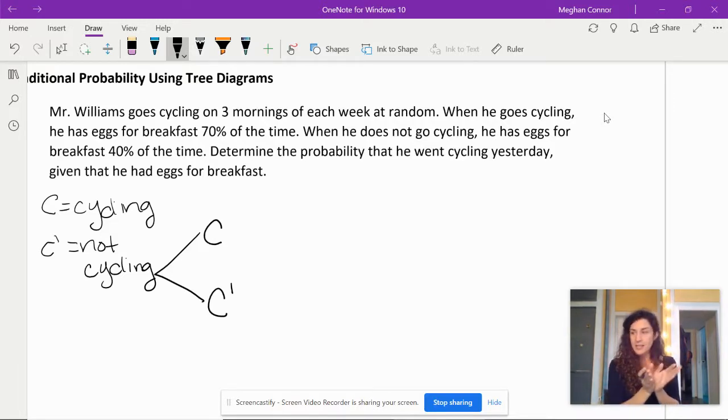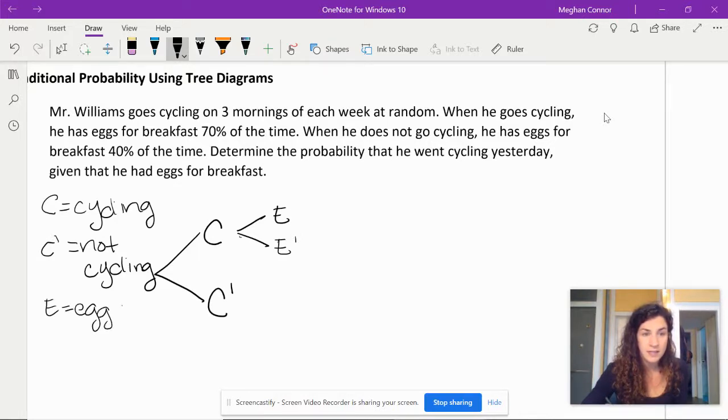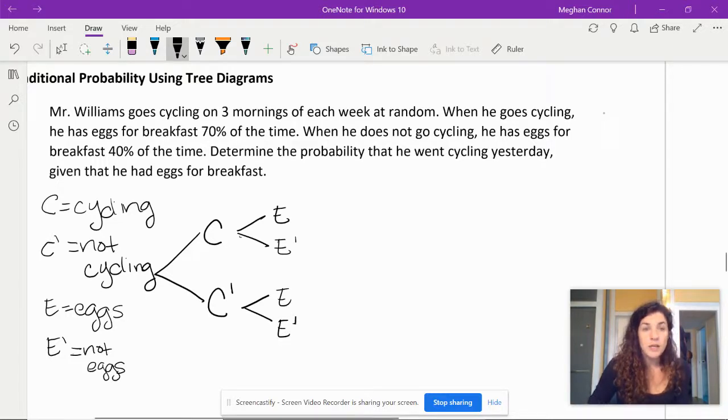From cycling or not cycling, there is the option of eggs or no eggs. If he went cycling, he either had eggs or no eggs. So we'll say E equals eggs, and E prime is representing not eggs. And with not cycling, he still has the option of eggs or not eggs. When you try to fill in the probabilities, you can fill in the rest given what you know.